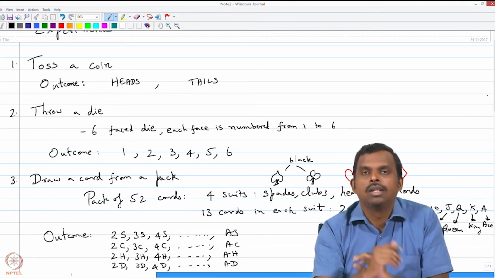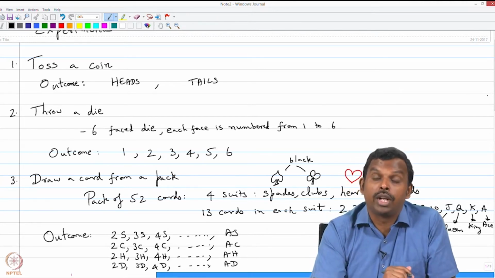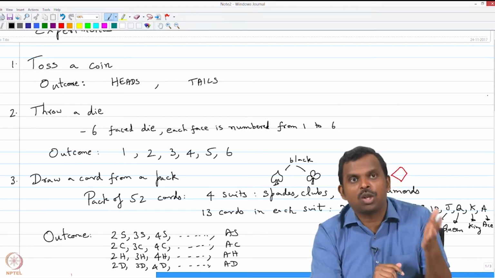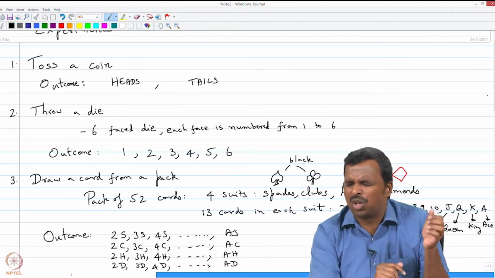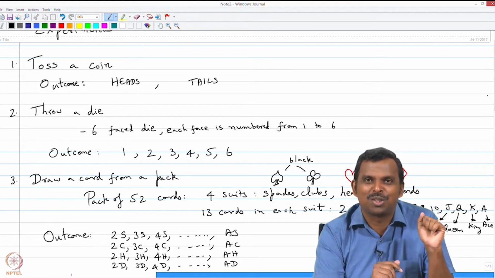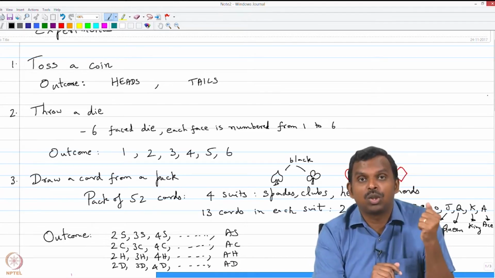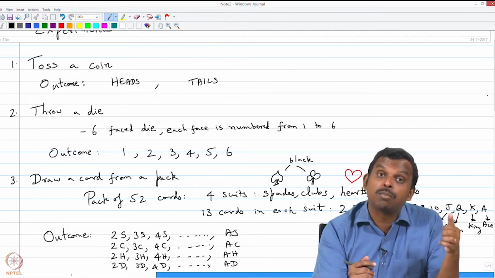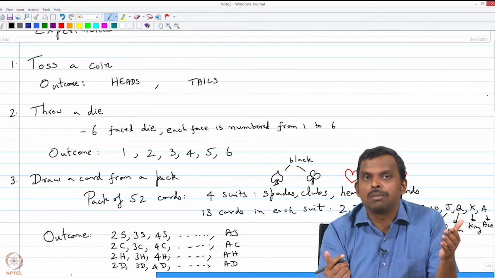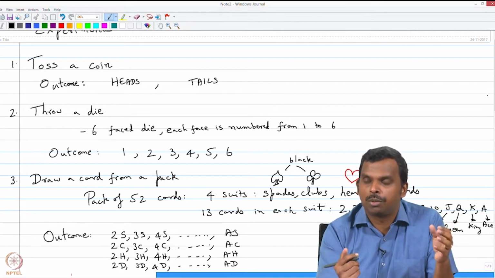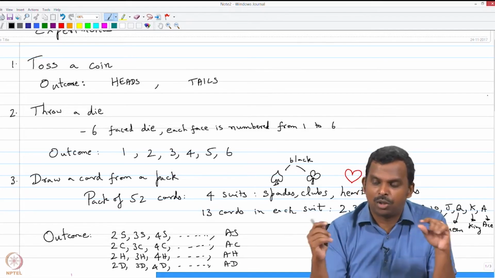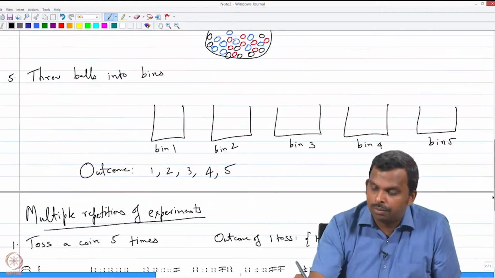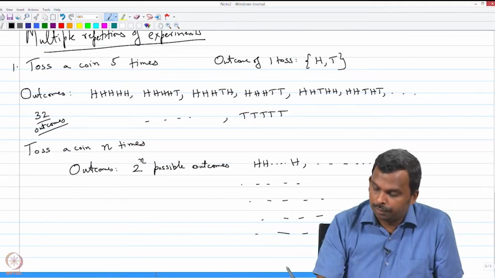Any one of those are possibilities if you toss the coin twice. Now suppose I keep on throwing the die repeatedly n times, then I will have 6 power n possible outcomes. How do I write down the possibilities? I will have a vector of length n. So maybe I should write that down for you.